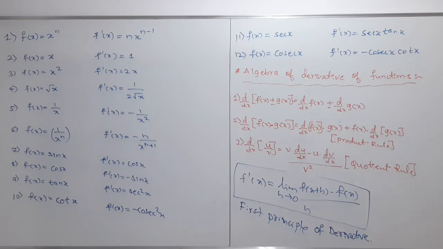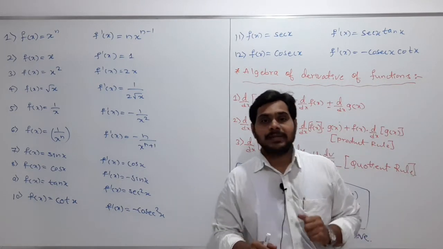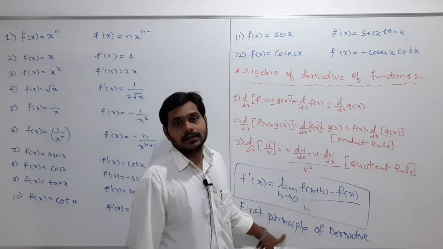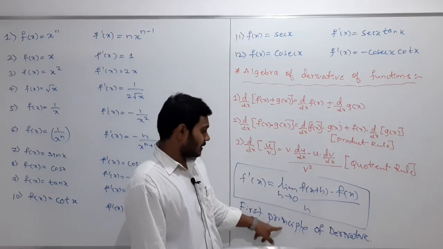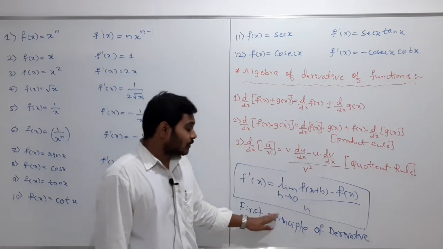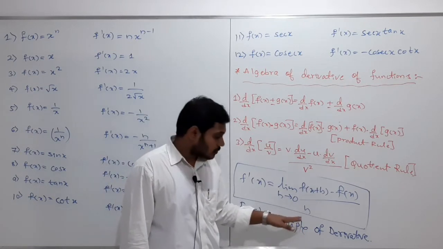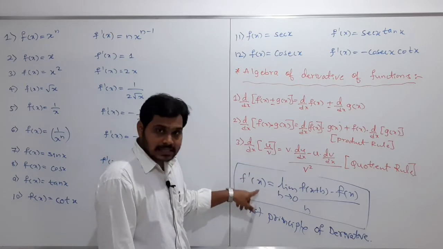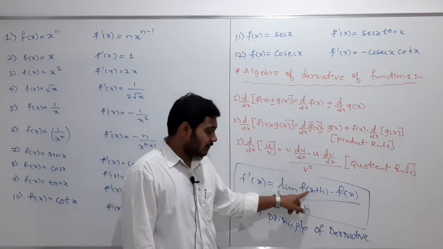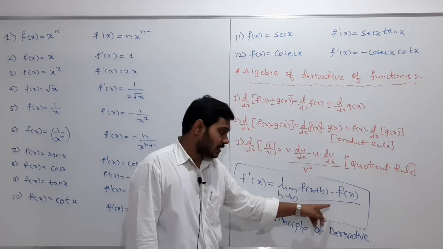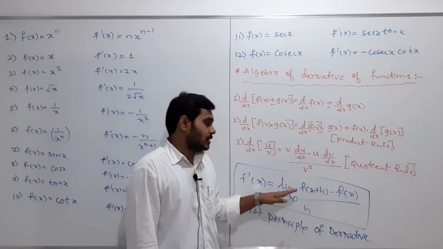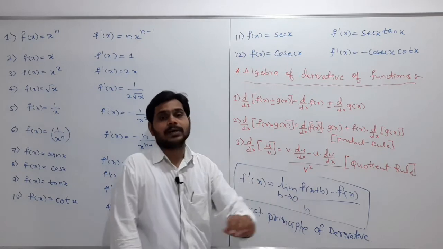Next, my dear students, as I discussed, the first principle. What is the first principle? We can call that the first principle of derivative. So what is the first principle of derivative? First principle of derivative is f dash of x equals limit of [f of x plus h minus f of x] whole divided by h as h tends to 0. So this is the first principle of derivative we have.